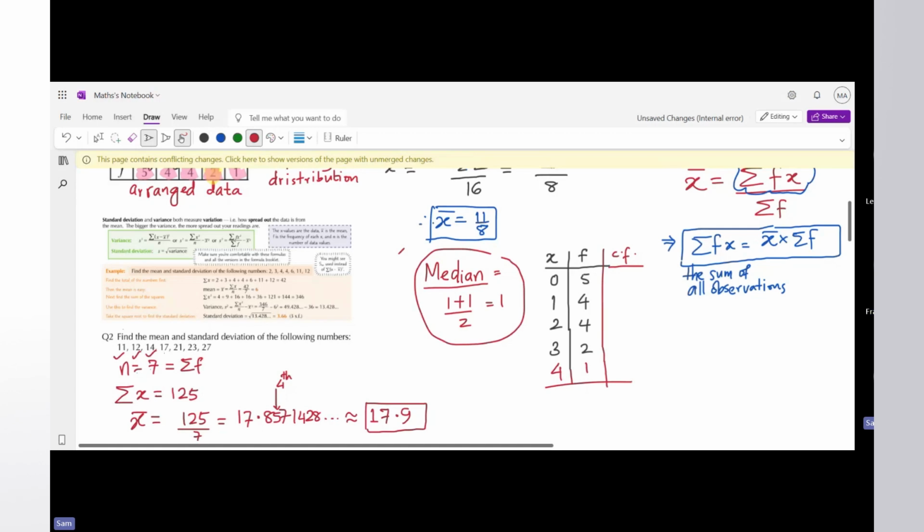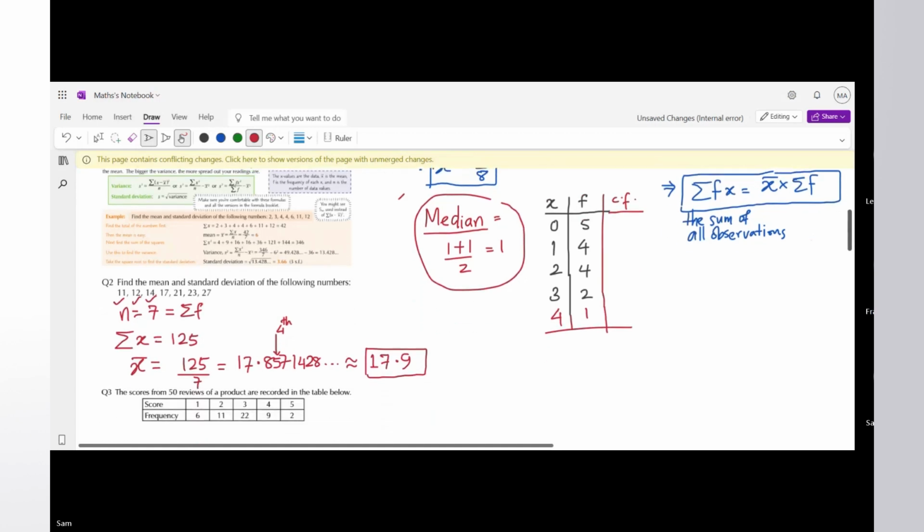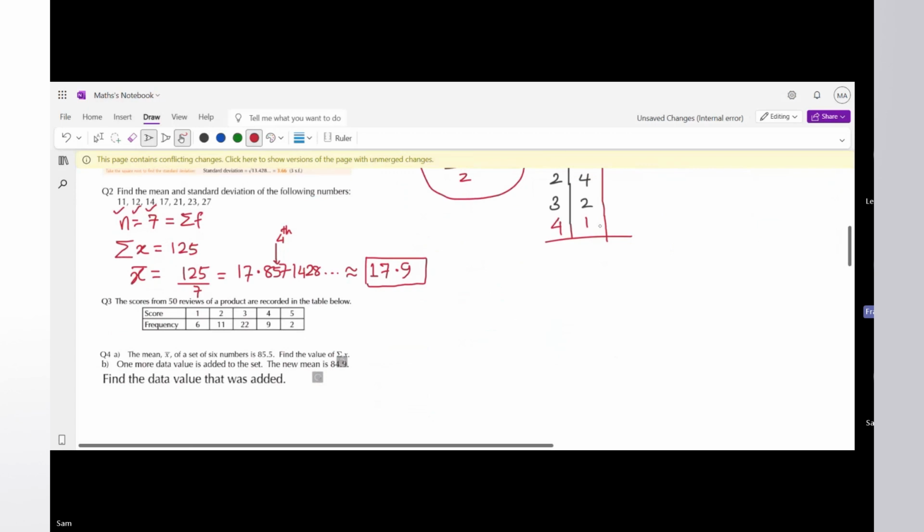So can you tell me what is the standard deviation in this case? The standard deviation is around 6.015. Can you tell me what is sigma x squared? It's near to 216.912.